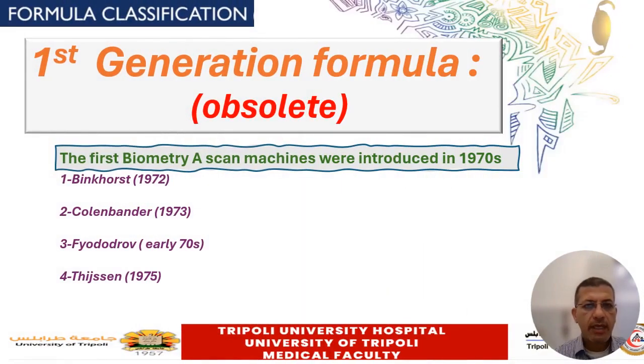After the initial surgery, which was made by Mr. Ridley in 1949, many doctors started looking for the ideal calculation formula that predicts the IOL power, especially after the huge ametropia developed after Dr. Ridley's operations. So the common IOL formulas at that time were the Binkhorst formula, the Colenbrander formula, the Fyodorov formula and the Thijssen formula.